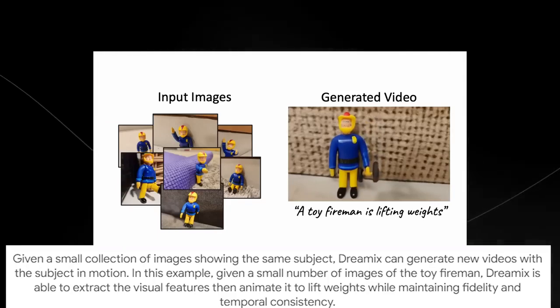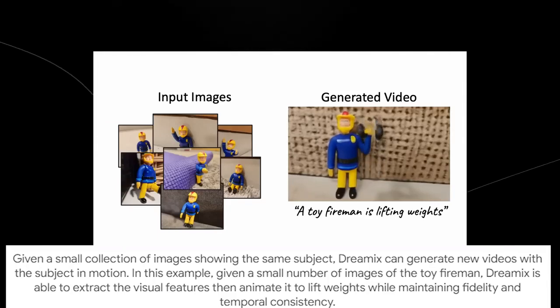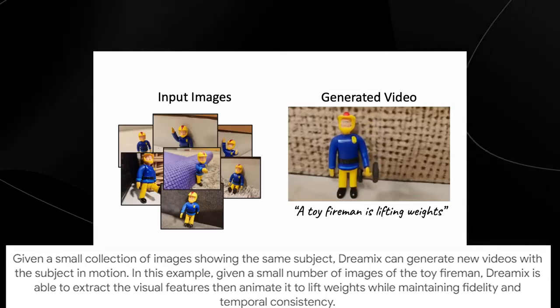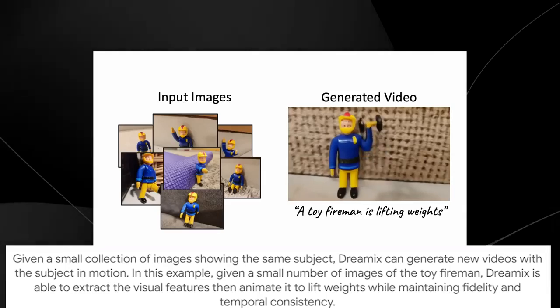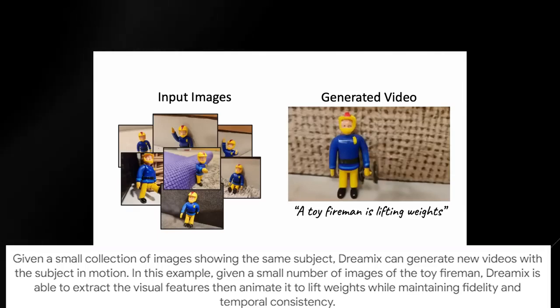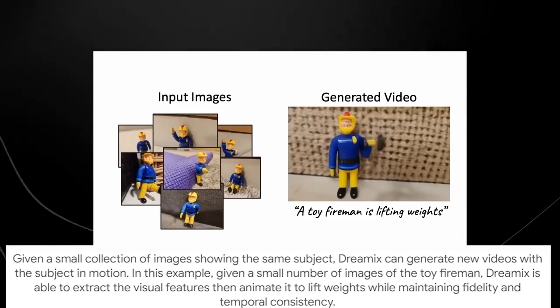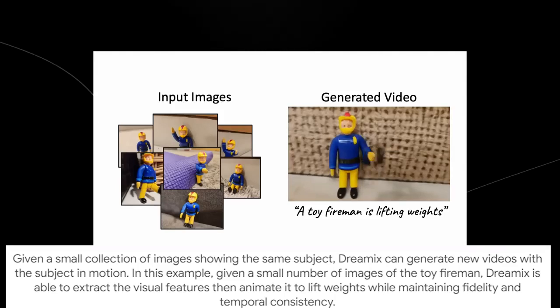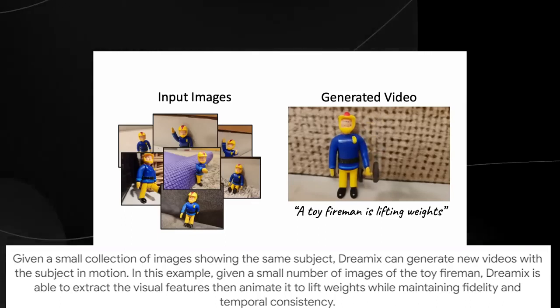It says, given a small collection of images showing the same subject, which is of course the same Lego toy character, Dreamix can generate new videos with the subject in motion. In this example, given a small number of images of the toy fireman, Dreamix is able to extract the visual features, then animate it to lift weights while maintaining fidelity and temporal consistency, which just means that it looks normal and it looks not strange at all.